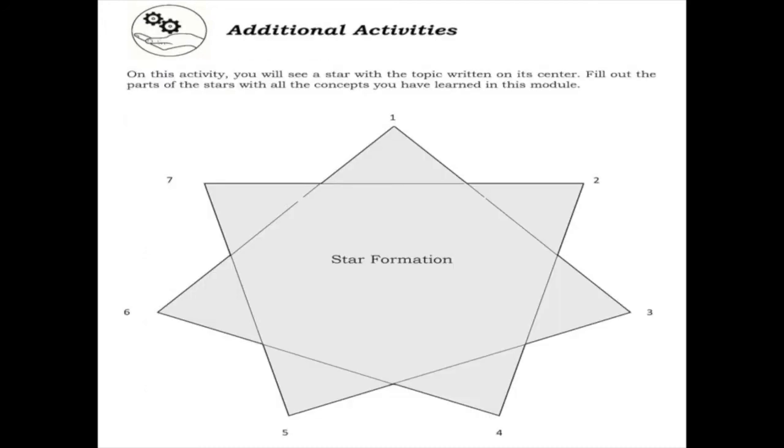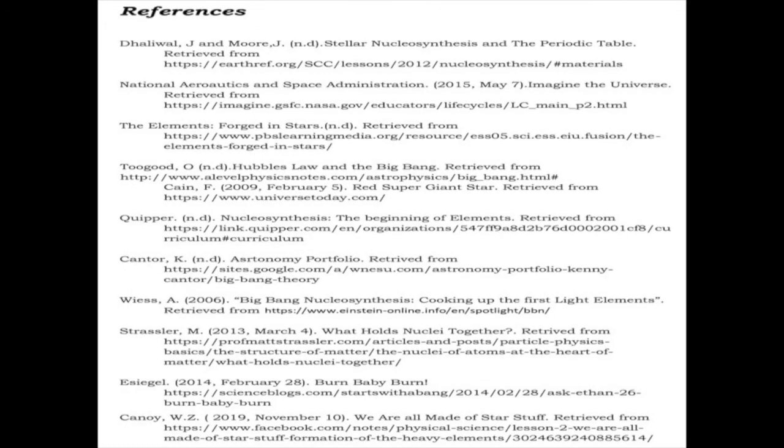Last but not the least, I want you to answer the additional activities. On this activity, you will see a star with the topic written at its center. Fill out the parts of the star with all the concepts you have learned in this module. To check if your answers on the previous activities are correct, you can turn your module to page 18, Answer Key. Congratulations, you have completed Module 1.